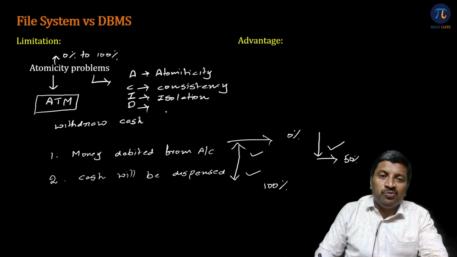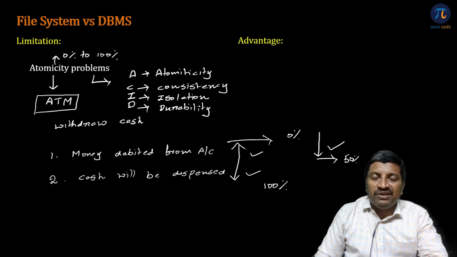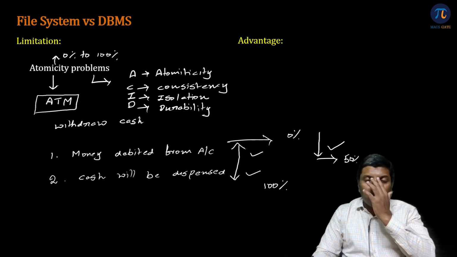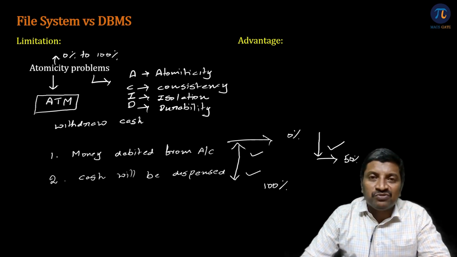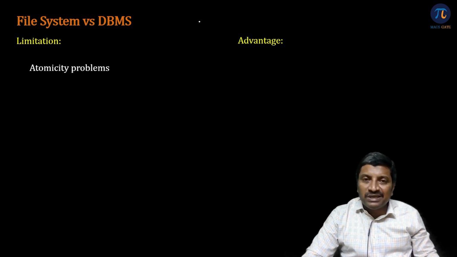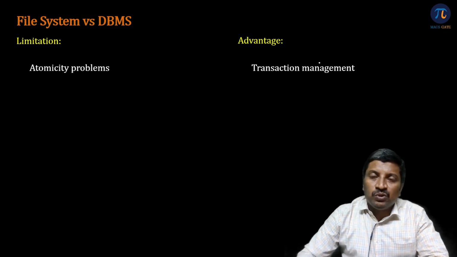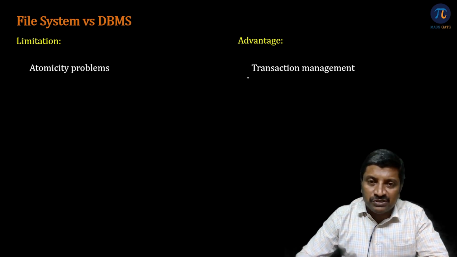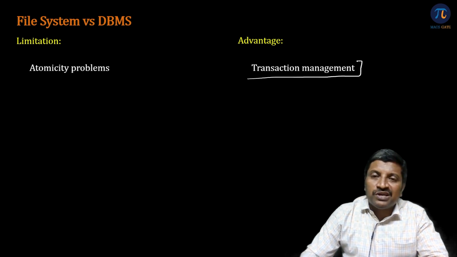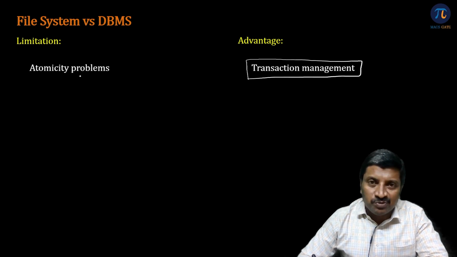And the next one is durability. Whatever changes we have made, those changes should be permanent in the database. That is called durability. So these are the problems we have when we use a file system. To overcome these atomicity problems, we have transaction management. In this, we have many protocols. This transaction management is responsible for overcoming atomicity problems.